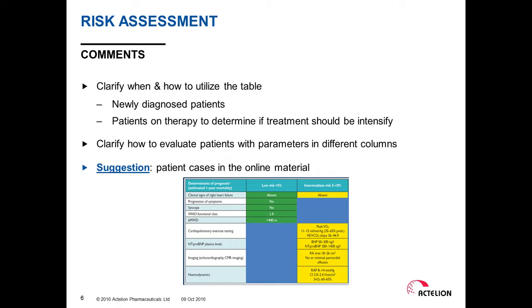One way to clarify this would be to have patient cases in the online supplementary material for the guidelines, to explain to physicians how to deal with these patients, because sometimes it's not easy. Also, if a patient has this risk profile and is newly diagnosed, maybe you have a treatment pattern that is different from a patient with the same risk profile but already on 2 or 3 therapies. Are they going to be listed for transplantation or not? I think examples in the supplementary material will help the treating physicians a lot.